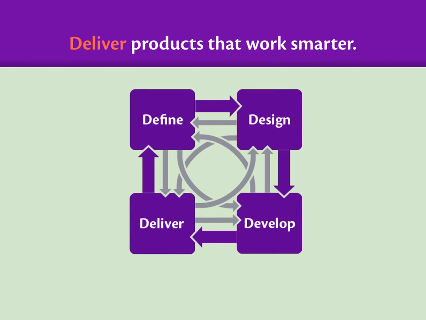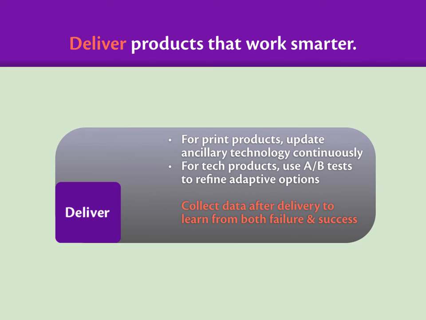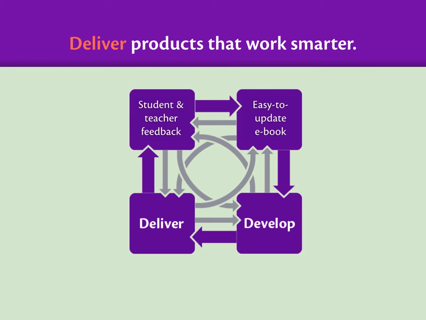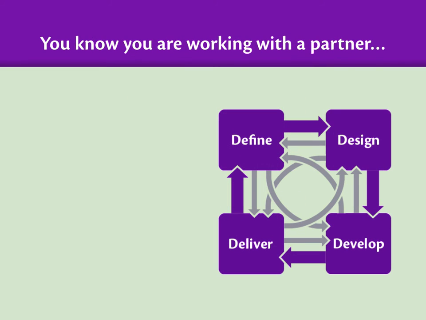So now you finally get to deliver your product, but you're not done. Technology ancillaries are used to continually refresh print products, and tech products are updated continuously, guided by A/B testing in the field. We're finding that this process encourages collaborative partnerships.